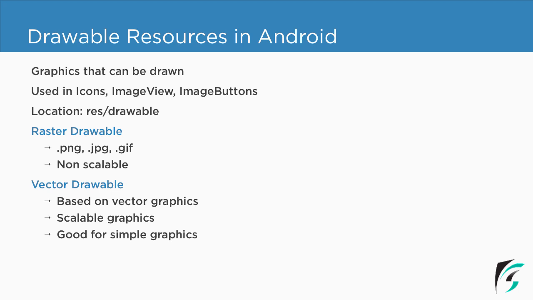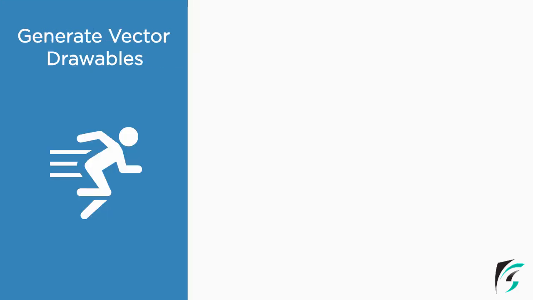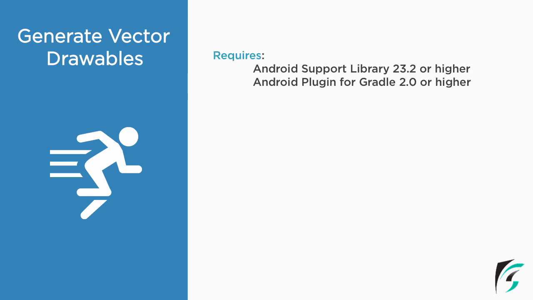But again, vector drawable graphics are good only for simple graphics, mainly single color graphics. And for Android, we need to use the vector asset tool for creating the vector drawable. These vector drawable graphics use the VectorDrawable and AnimatedVectorDrawable classes in Android. Let us proceed with generating the vector drawables for our Android project. But before that, the vector drawables require the Android support library 23.2 or higher, and the Android plugin for Gradle should be 2.0 or higher.